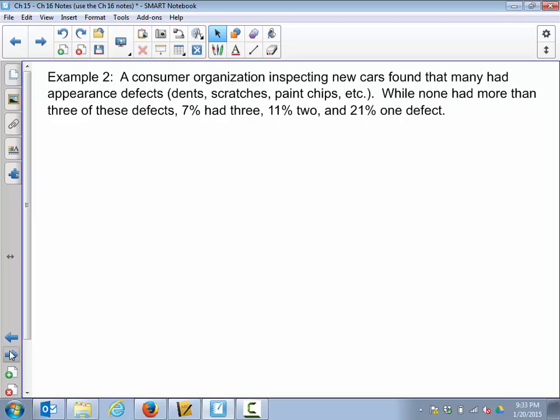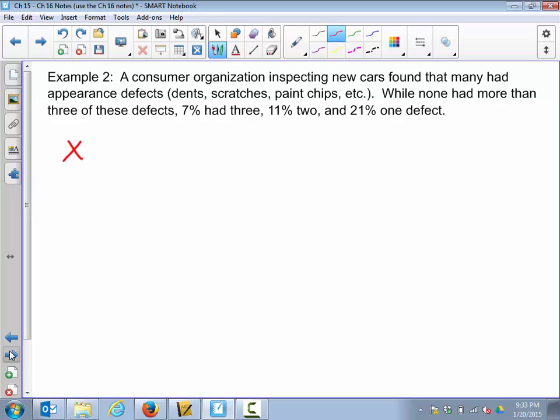In example 2, a consumer organization inspecting new cars found that many had appearance defects, while none had more than 3 of these defects. 7% had 3, 11% had 2, 21% had 1. So the complement of those is going to be 0 defects. That percent we'll find here shortly.